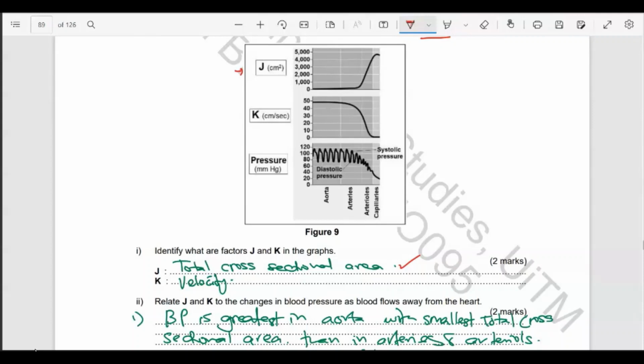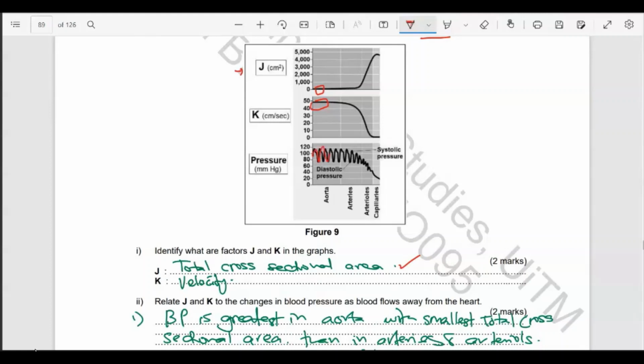Okay, so K is the velocity of the blood. The blood vessels with the lowest total cross-sectional area will allow the blood to flow with high velocity. Darah akan mengalir dengan laju dalam salur darah yang total cross-sectional area dia rendah. So therefore when the blood flows with high velocity in a lumen of vessels that is small, the blood pressure will be high.